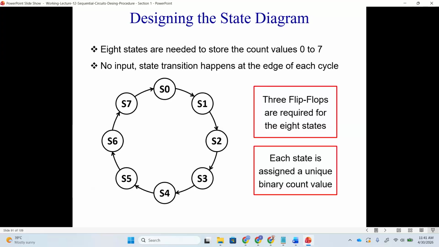Anyone will answer? Yes, a Moore machine. There's no input, nothing. The system is making a transition on the clock edge. What should be my next step now?